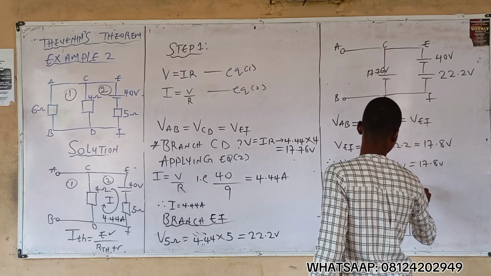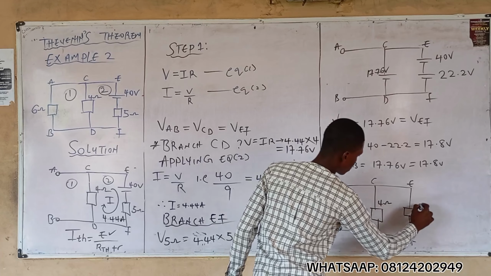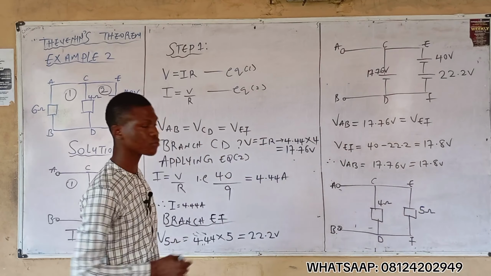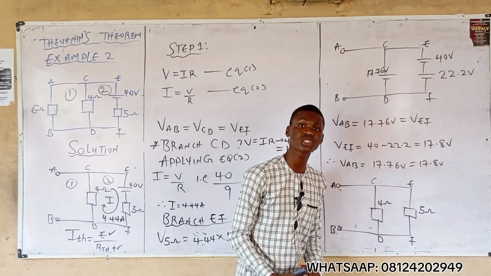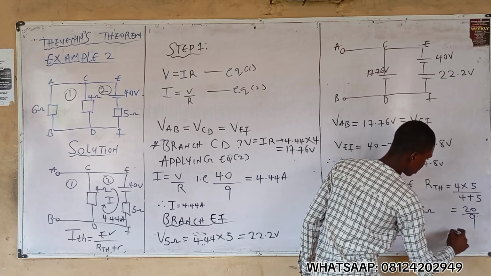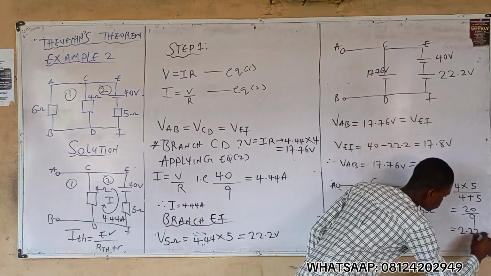We draw the circuit. This is C, E, D, and F. This is 4 ohms. Alright, let's solve for RTH. Consider this circuit diagram. The 4 ohm resistor and 5 ohm resistor are in parallel. Hence, the equivalent resistance for 2 resistors in parallel, RTH, is simply the product of the 2 resistors divided by the sum, meaning 4 times 5 divided by 4 plus 5, and this is 20 divided by 9, and this gives us 2.22 ohms. We've gotten our RTH.